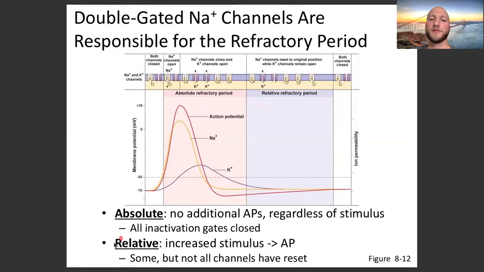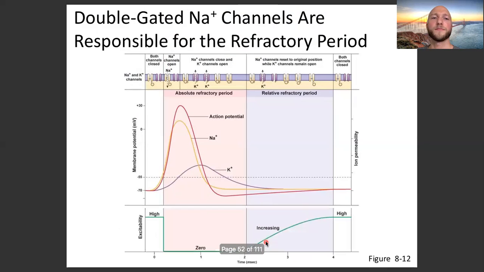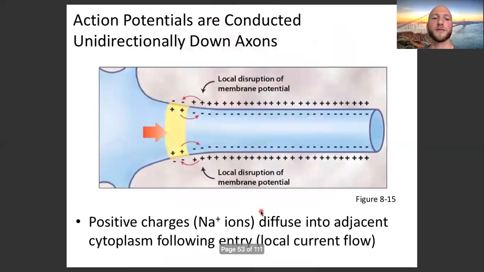The relative refractory period is where we're getting back to normal, but we still don't quite have all of the sodium channels reset, and there's still a possibility for an action potential. Some, but not all, channels have reset, and we're actually able to get an action potential, but it requires a larger stimulus, a larger graded potential, to get that to happen during the relative refractory period. So double-gated channels are responsible for the refractory period. Again, there's that delay.